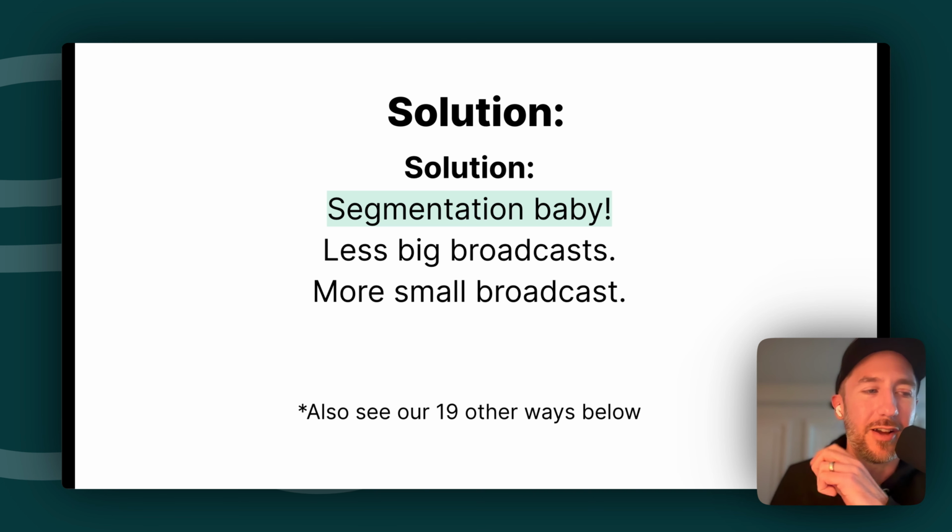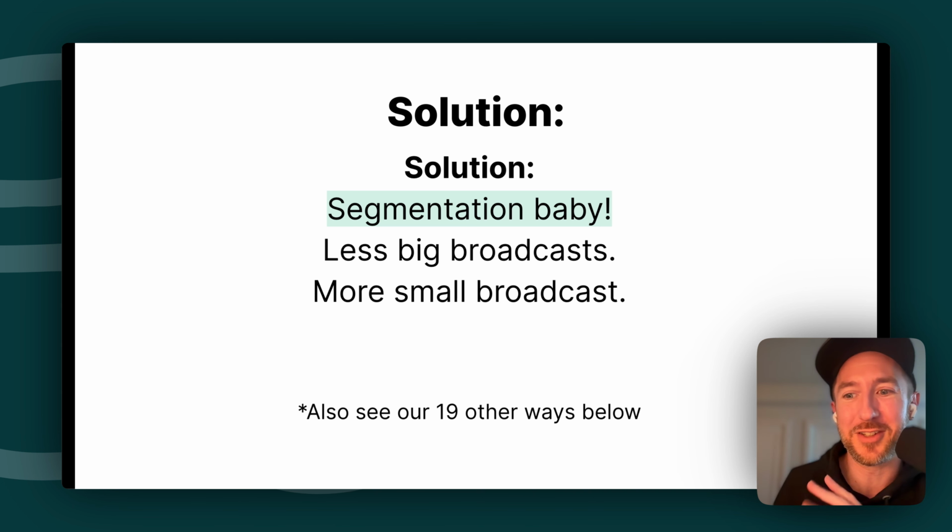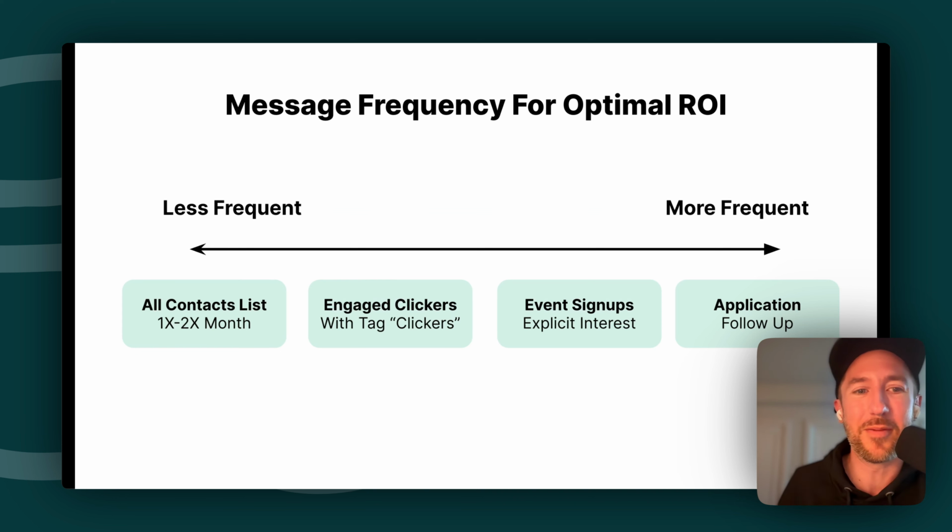Now, there's a bunch of other ways we can help you save costs, but strategic-wise, this is a big one. All right, so this is what it looks like. If you're doing, for example, an event-type promotion, and you can adjust this based on whatever you're trying to promote, essentially we want to send less frequently to all contacts, and then more frequently, as we go along this side, to more and more engaged lists. So all contacts 1 to 2 times a month, and then more often we send to our engaged or clickers list, which I'm going to show you in a second how to set up.